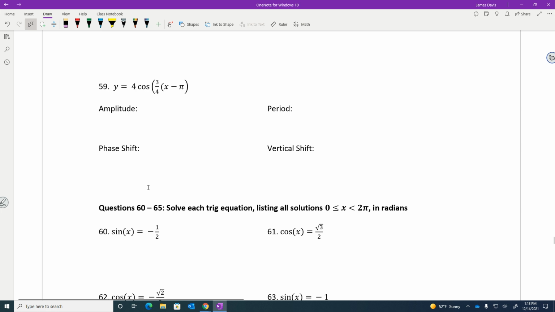All right, 59. There should be actually an extra parenthesis here. Oh, I got it. Let's try to do the period on this one. So this is our B. So the period is 2 pi over 3/4. We do need that keep change flip. So we'll keep 2 pi, change the division, and flip it. Negative 8 pi over 2.